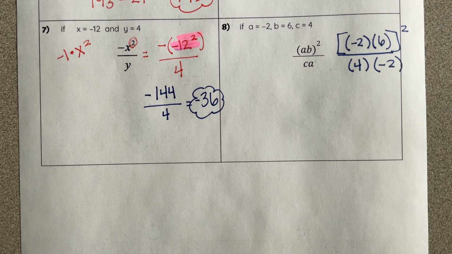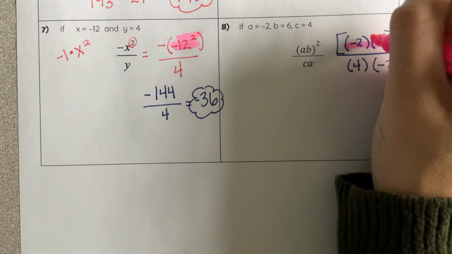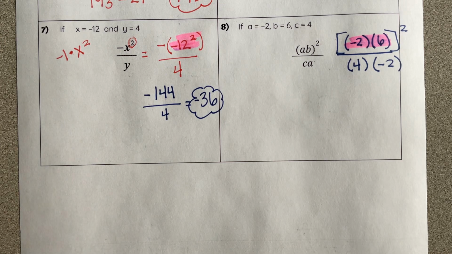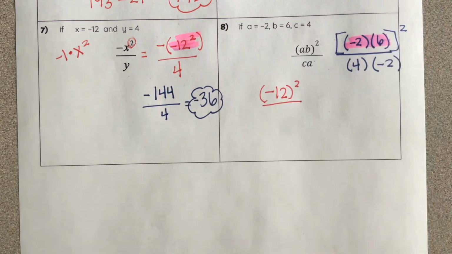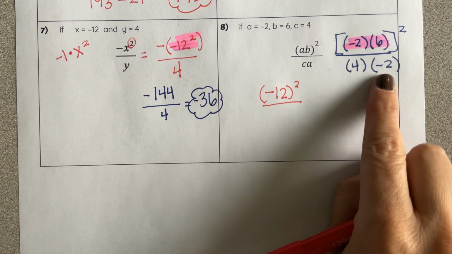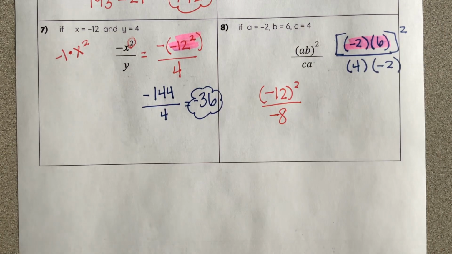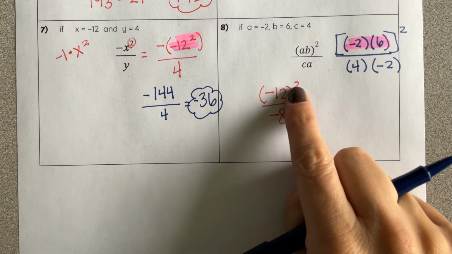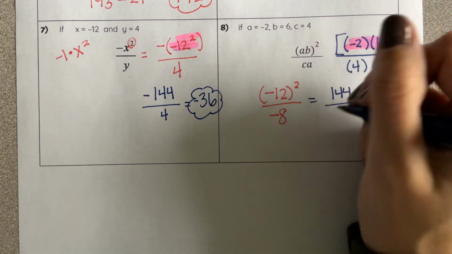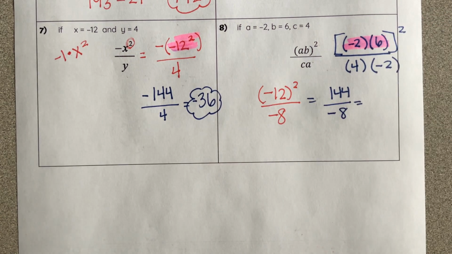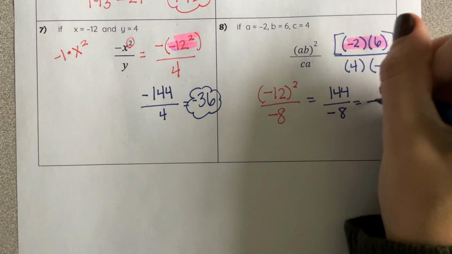Now, I'm first going to multiply these two together, then we will square it. So negative 2 times 6 is negative 12. That quantity is being squared over 4 times negative 2, which is negative 8. Now I'm going to square negative 12. Negative 12 squared, negative 12 times negative 12, is positive 144 over negative 8, which is equal to negative 18.